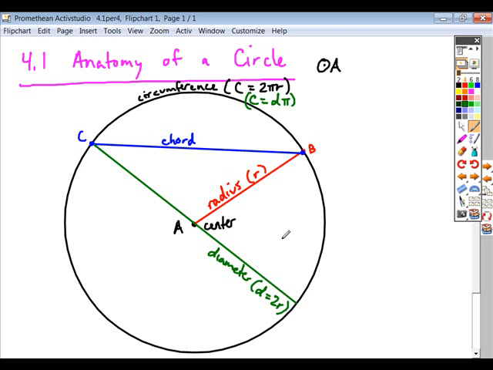Okay, so these are all the segments that stay within a circle. We can take segments or portions of lines that fall outside of a circle and give them a few names as well. If we take a segment or a line that falls outside of a circle and intersects that circle in one and only one location, that's called a tangent. And the point that it shares with the circle is called the point of tangency.